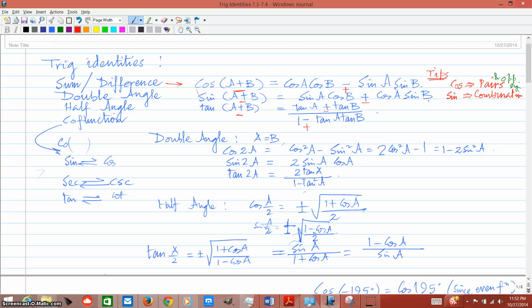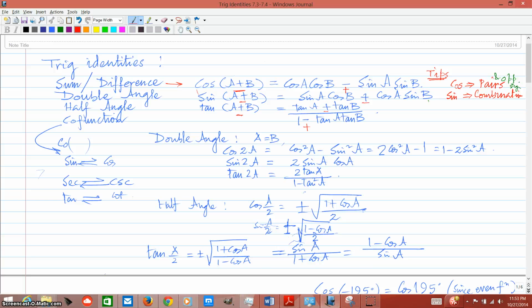But you do need to write them down so that you do not make a mistake in the signs, and you must come up with your own way to remember. It can be a pattern you may want to find out. I may suggest some, but you can come up with your own pattern to remember the sum, difference, and double and half angle identities.